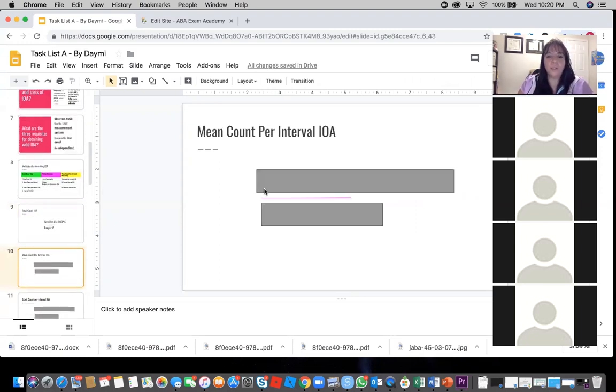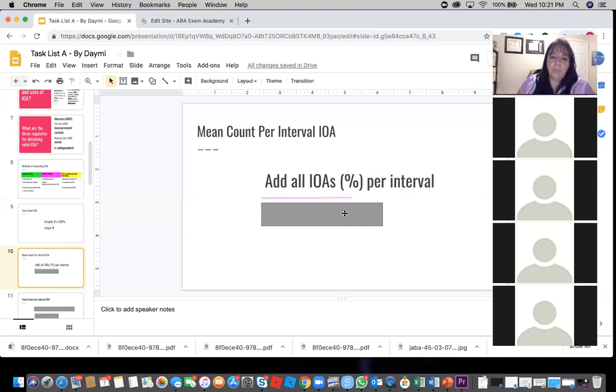Thank you. All right, who wants to go for mean count per interval IOA? That is the average of each interval over the total number of intervals times 100. Yes. I reworded it in a different way, but it's exactly what you said. So add all IOA percents per interval, and then divide by the total number of intervals. Perfect. Basically you divide the smaller number by the larger number, but for each interval. We're looking at every interval. You can either add all of them, or you can divide the smaller one by the larger one, figure out all the percentages, add them up, and then divide by the number of intervals.